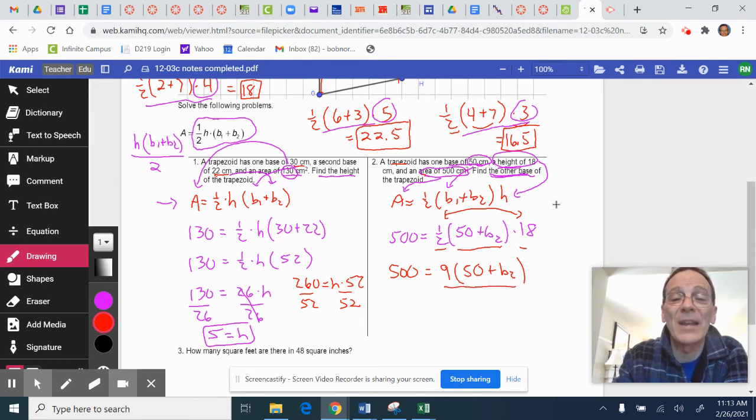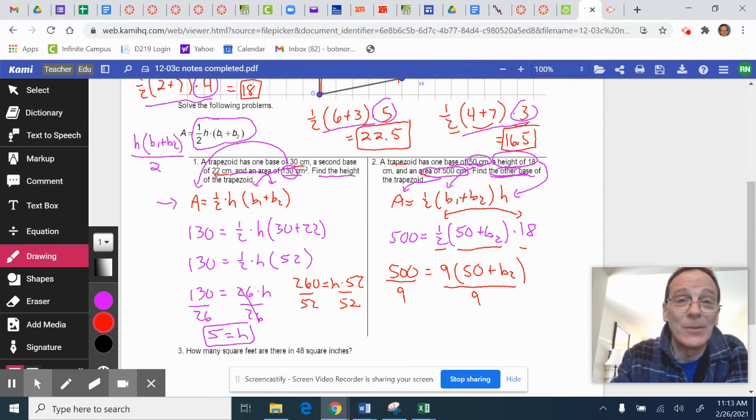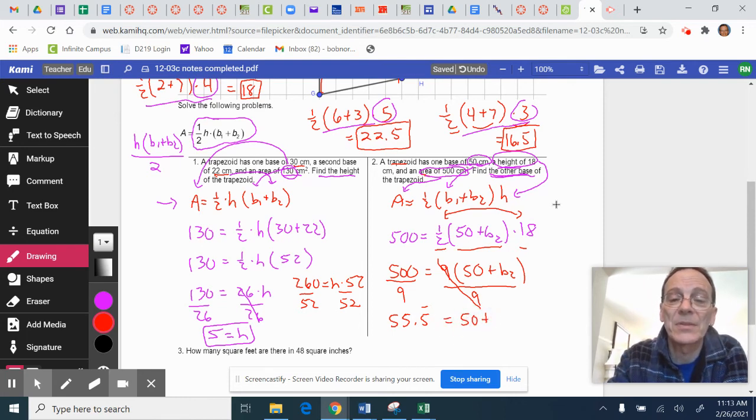And I might resist dividing by 9 because I just know that 500 is not divisible by 9, and that's going to turn into a mixed number with a fraction, or it's going to turn into some decimal that I don't know what it's going to be. I'm going to need a calculator. Conveniently for me, though, I can do this division in my head, and I can come up with the exact repeating decimal. Okay. I mean, all you need to do is reach for a calculator. 500 divided by 9 is 55.5 repeating. Okay. And that's equal to 50 plus B2.